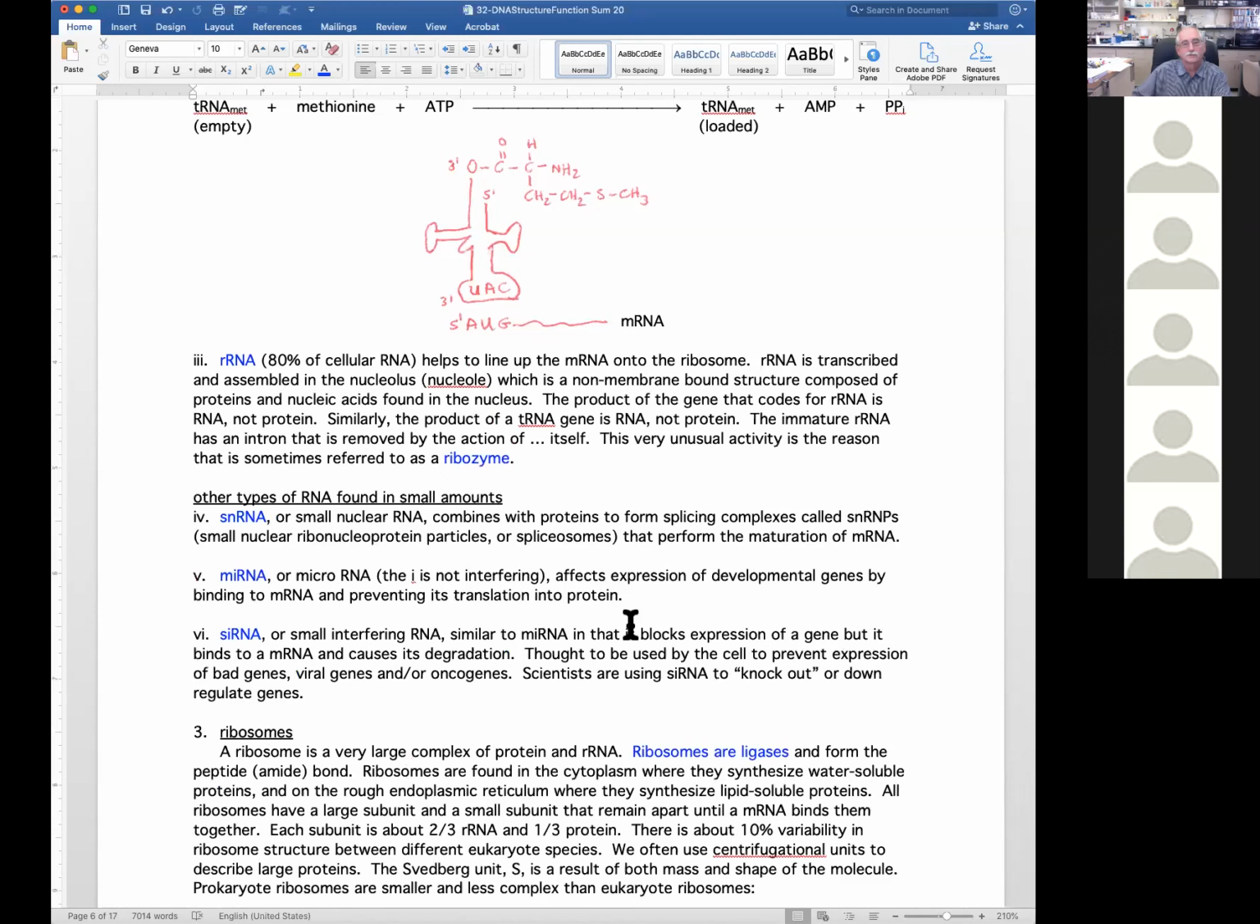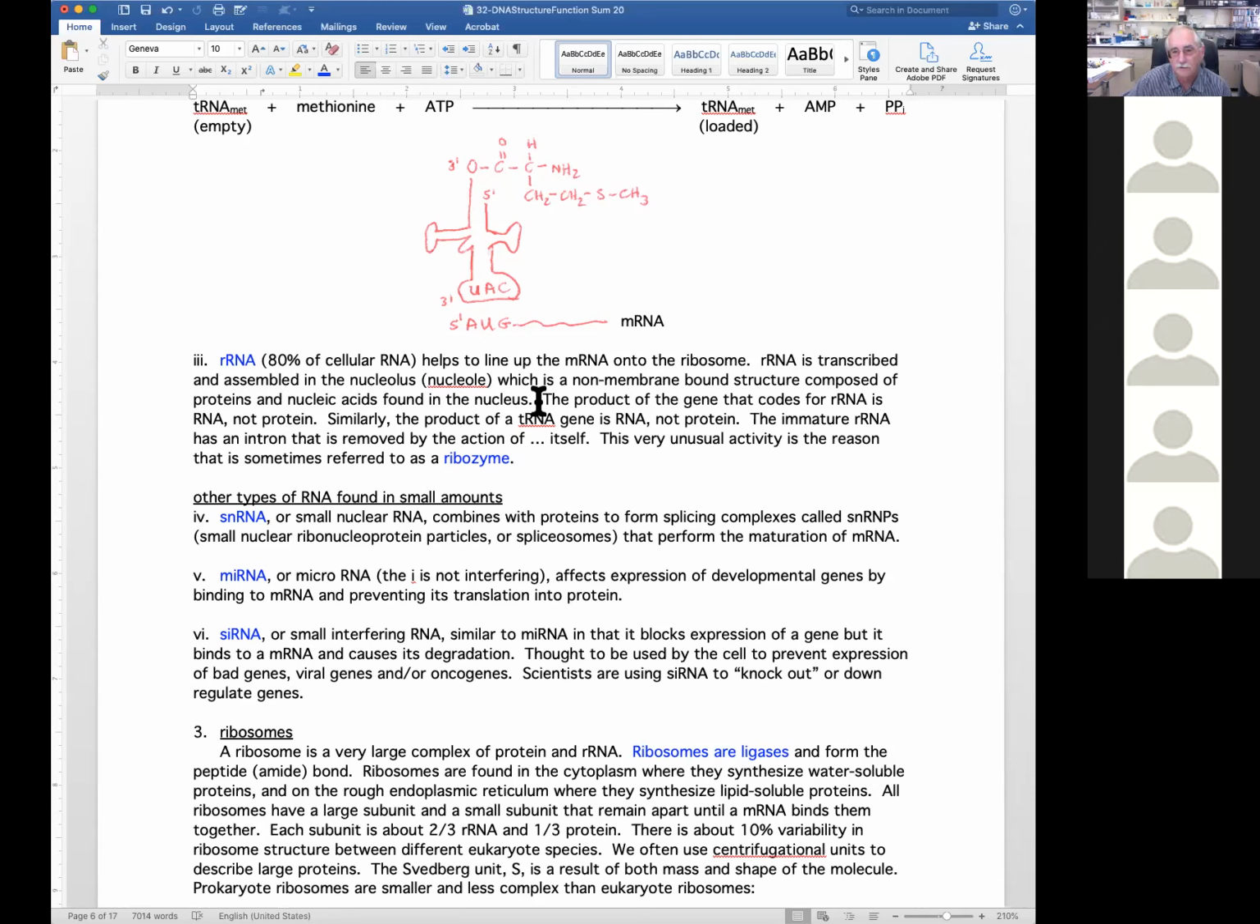And then the third type is ribosomal RNA. It makes up 80% of the cellular RNA because this is not made to be a message or anything. This is just part of the machine, intimately related to the ribosome. So what it does is it helps the messenger RNA line up correctly on the ribosome. Ribosomal RNA is transcribed and assembled in the nucleolus, which is a non-membrane bound structure composed of proteins and nucleic acids found in the nucleus.